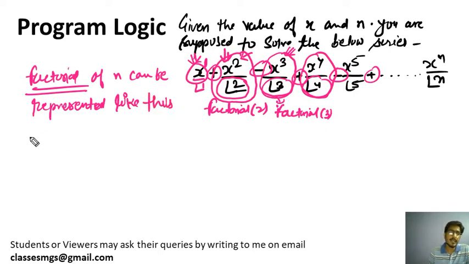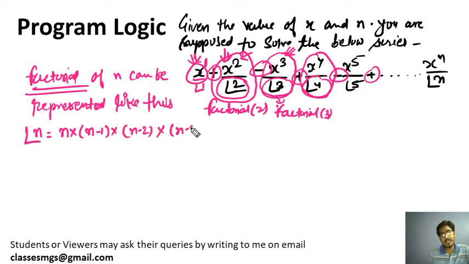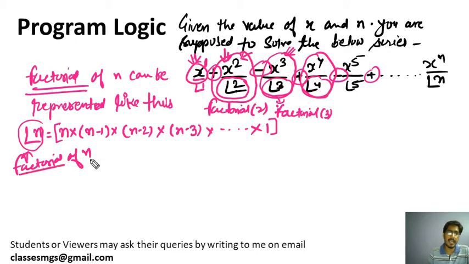How will you represent it? Let's suppose the factorial of n will be calculated like this: n into n minus 1 into n minus 2 into n minus 3 and so on, up to what, till we get the result 1. Up to that number we will keep on multiplying, then we will get the factorial of n. This is known as the factorial of n. If you don't know how to calculate the factorial, then I am telling you.